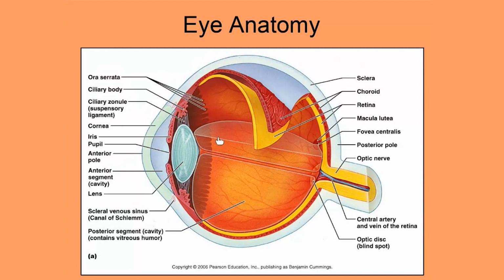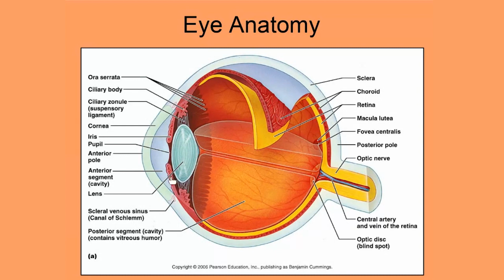So we've talked about the wall of the eye. We've talked about the two different hollow chambers that are filled with fluid in the eye. What I want to do now is focus on these structures in here that sit really in between the anterior segment and the posterior segment.